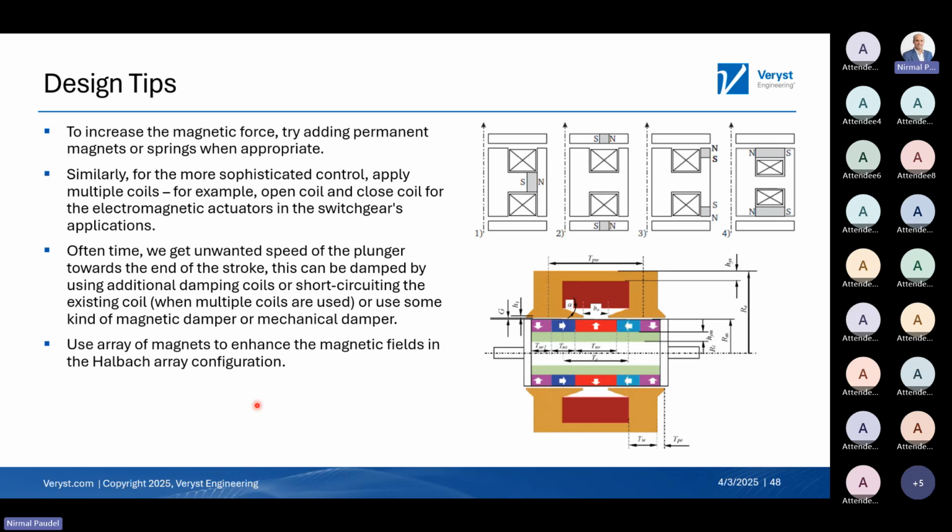In my experience, you design a plunger and obtain the maximum speed, but if the plunger continues with that speed, sometimes it does damage to the device. So you want to have the speed reduction at the end of the stroke. In that case, you can add a mechanical damper, or you can do a short circuit on one of the coils that provides electrical damping, or you can use some kind of hysteresis damping as well. So there are many ways to do it.